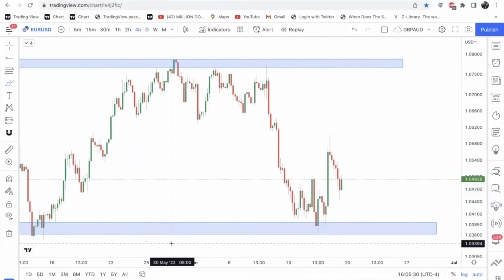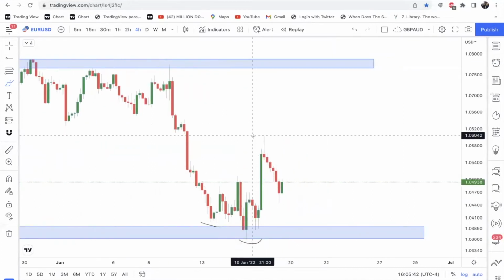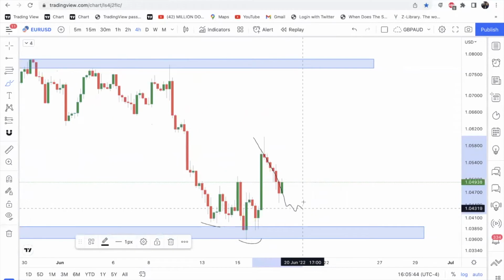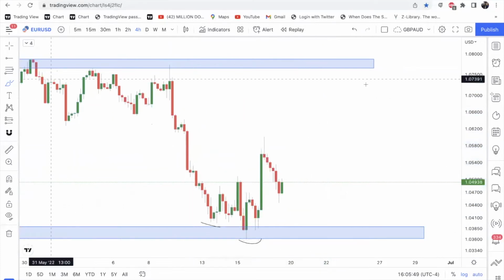So seeing that, this also formed an inverted head and shoulders right here, with that being the head, left shoulder, right shoulder, which is a bullish price action pattern. So that completed for us. So now we got the impulse. Now on this correction, on this pullback, I'm anticipating another move up on EU.